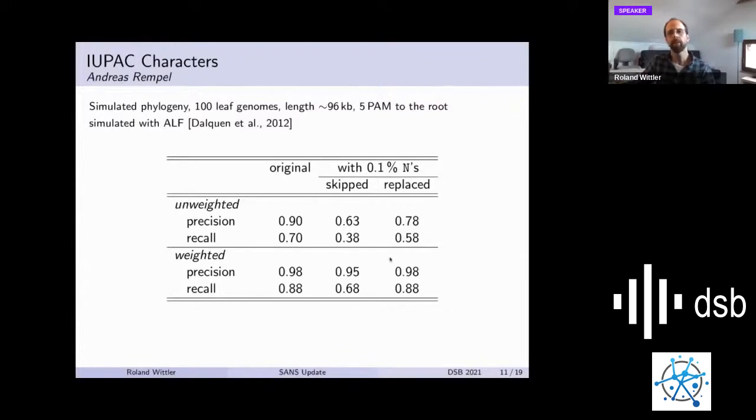But if we then instead replace all these k-mers by all the different variants, precision and recall go up again, and for the weighted precision and recall, we even get back to the original accuracy.